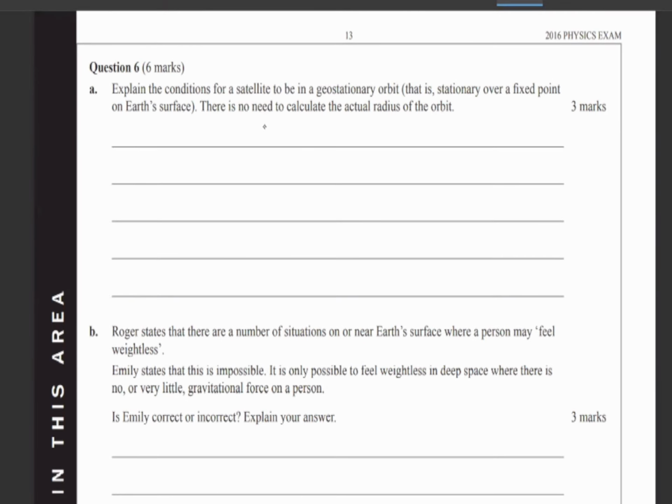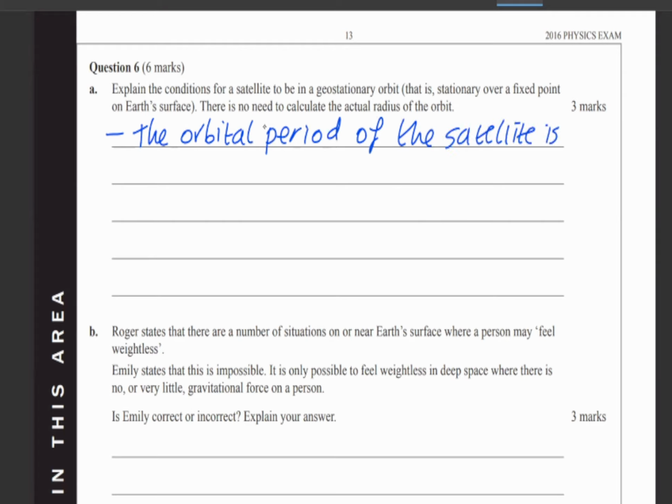Explain the conditions. So for it to be the same, the orbital period of the satellite is the same as Earth's. And the satellite is above the equator.